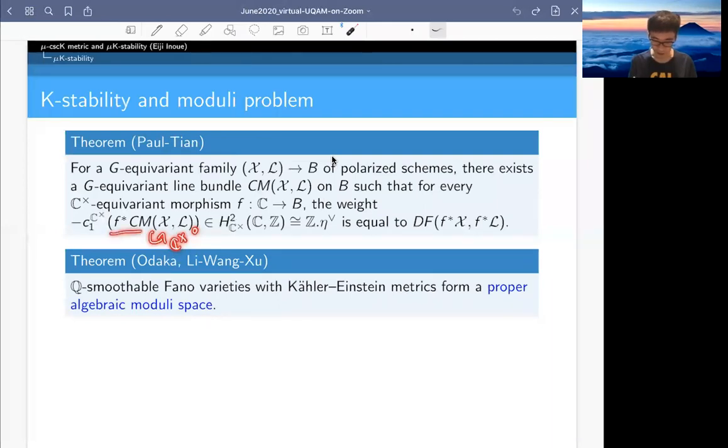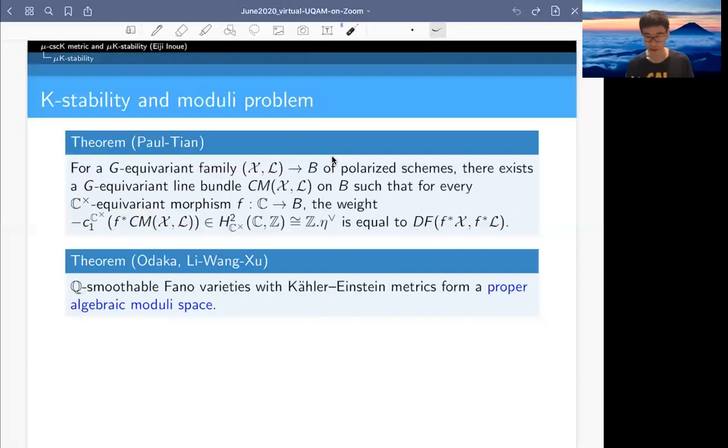So this is a line bundle on C, and we consider the fiber over zero, and there is a C-star action on this line bundle. Since the fiber is a one-dimensional complex vector space, we can consider its weight. And the weight is equal to the invariant. The weight is actually known to be equal to the equivariant first Chern class of this pulled back bundle, which is equal to this. So the claim is that the Donaldson-Futaki invariant is equal to this weight.